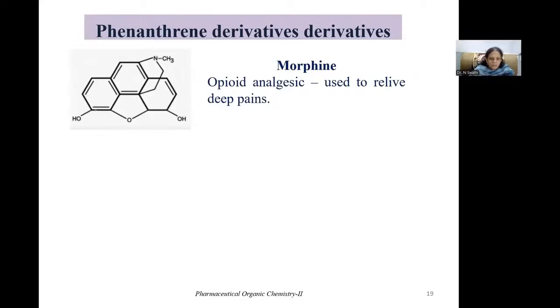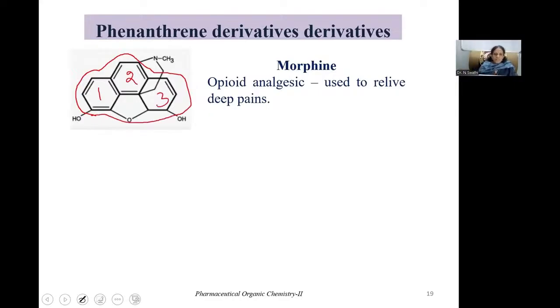So this is one, this is the second ring system and this is the third ring system. These are part of the phenanthrene ring system. I have labeled these 3 ring systems as 1, 2, 3. So even though it consists of 5 ring systems, with 4 and 5 being the pyridine ring, the 1, 2, 3 ring combination is the phenanthrene ring system. It is actually a reduced phenanthrene ring system present in the structure of morphine. Morphine is an opioid analgesic agent. It is used to relieve deep pains.